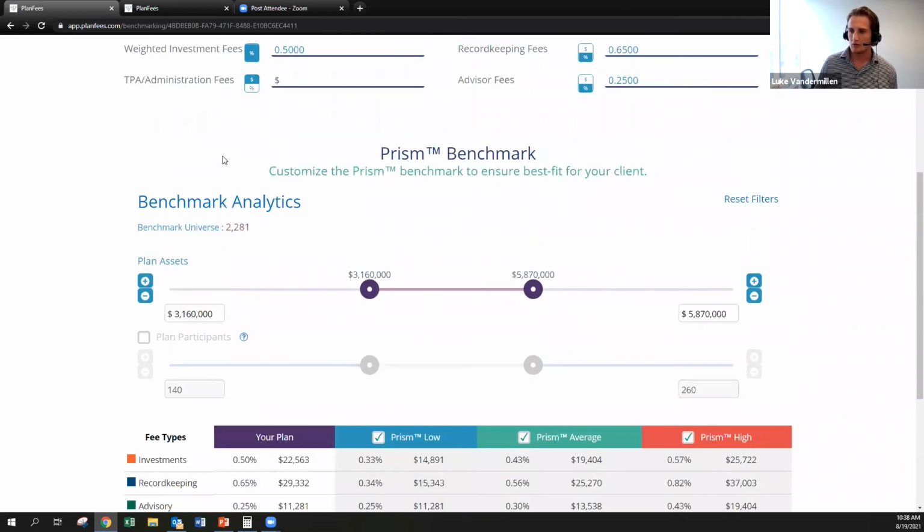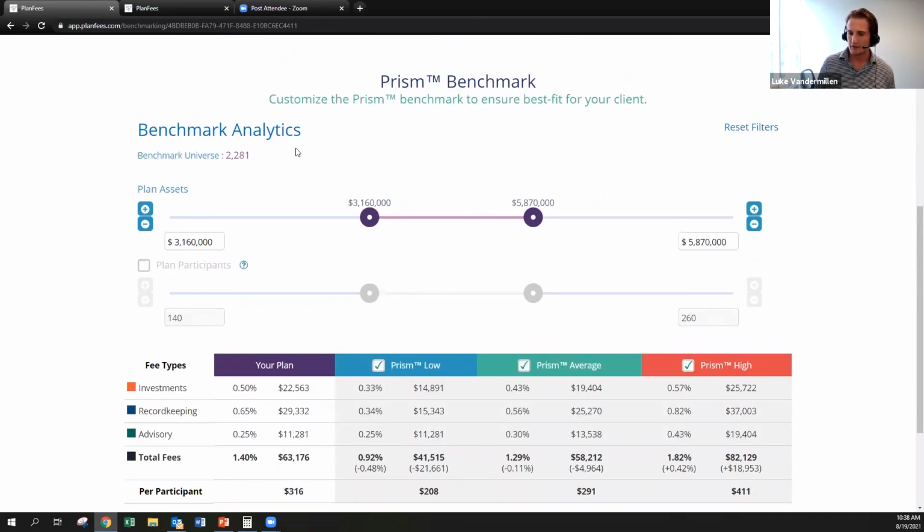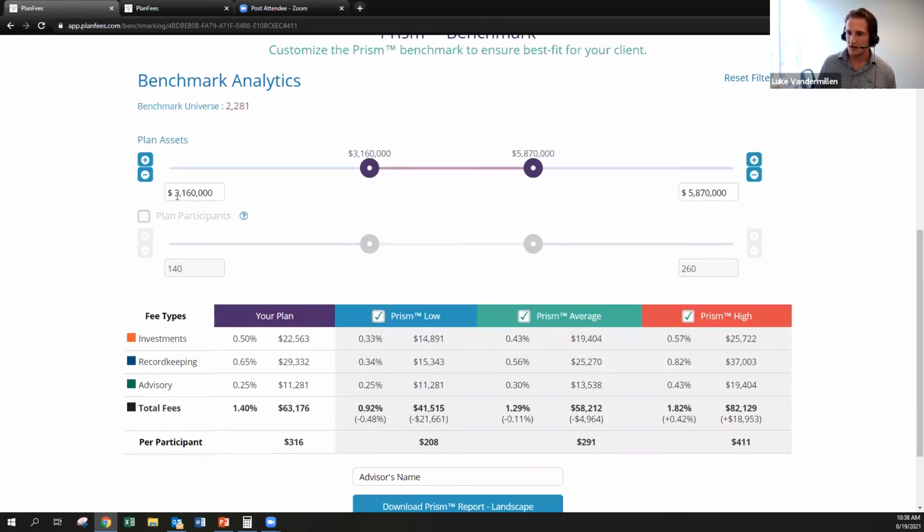And so we're looking at a $4.5 million plan with about 200 participants. And you can see here, the site suggests looking at plans between $3.1 and $5.8 million. This is customizable by the advisor, so they'd easily be able to change this to say plans between 2 and 10 million, or 2.5 and 7 million. It's completely customizable by the advisor. And there can also be an additional filter added in terms of looking at the plan participant count. So we want to look at plans between $3 and $6 million that also have between 100 and 200 participants. And so this is all easy to use.